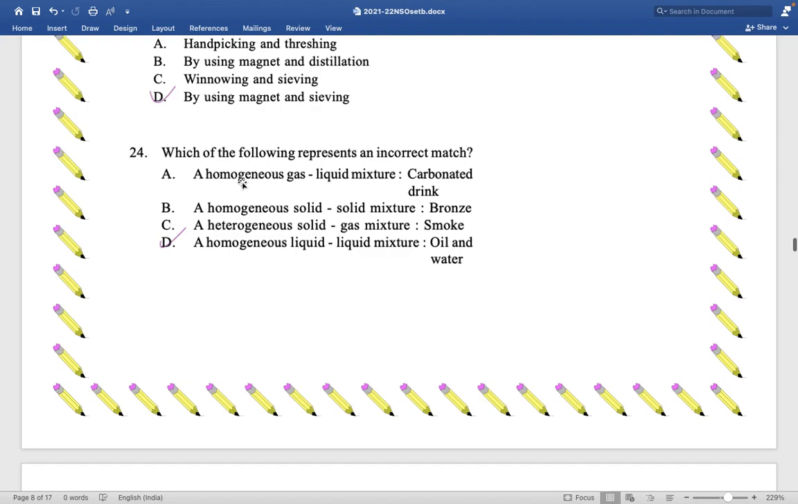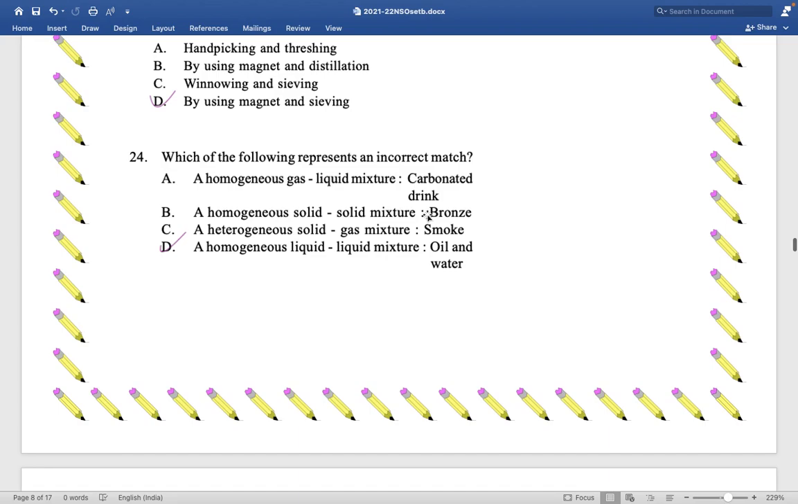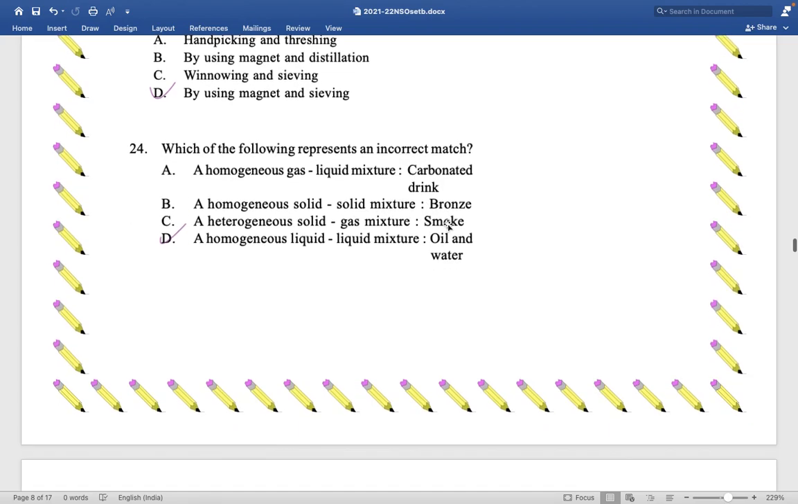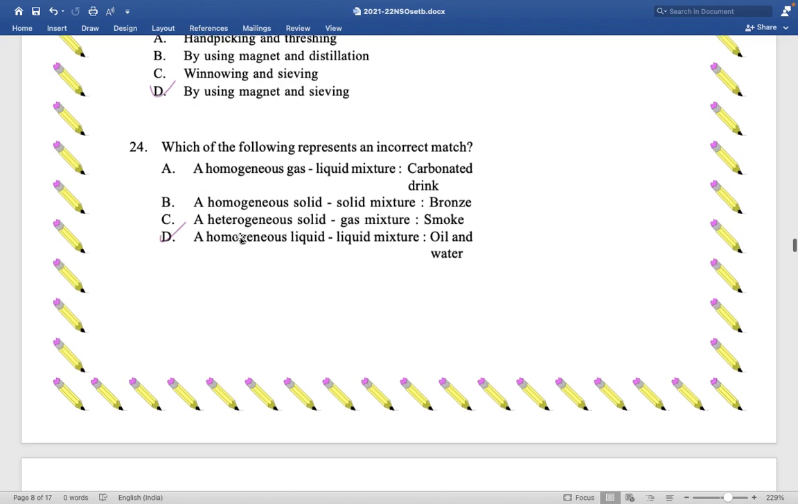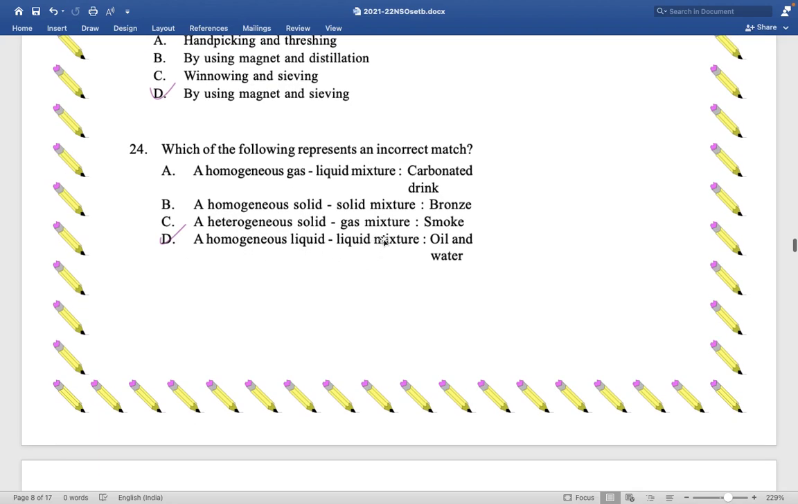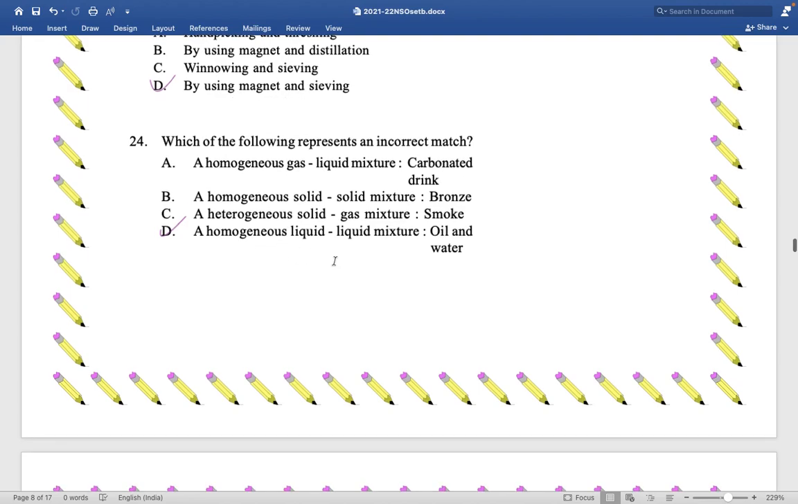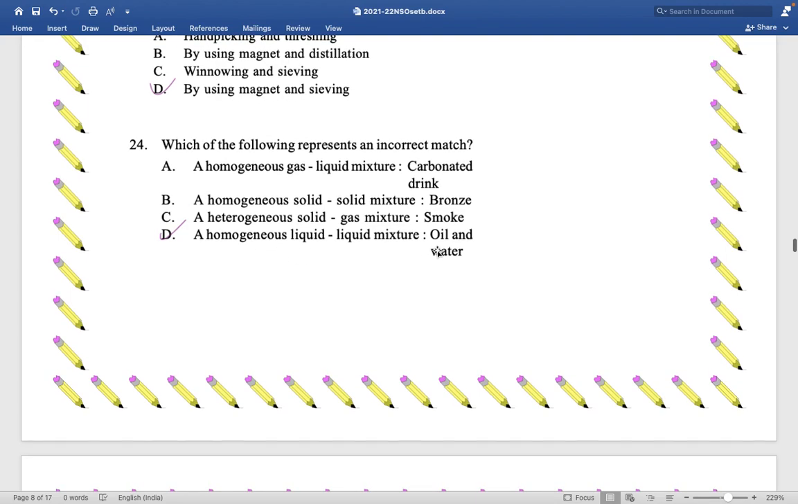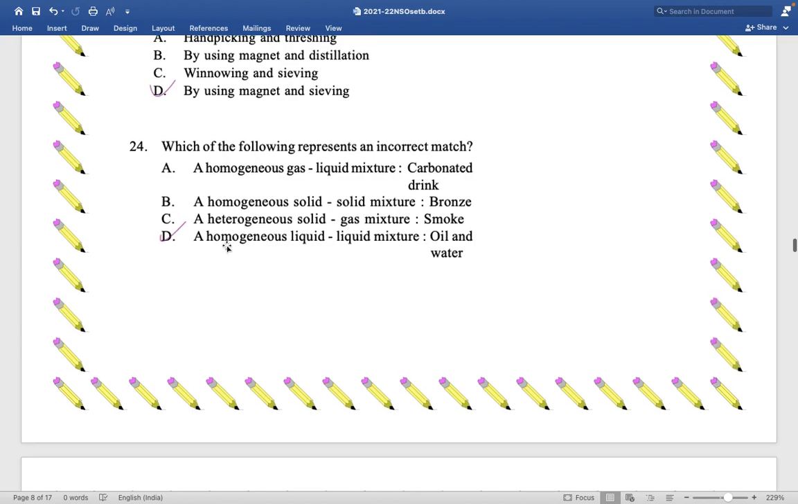A homogeneous gas and liquid mixture gives us a carbonated drink. A homogeneous solid and solid mixture gives us bronze. A heterogeneous solid and gas mixture gives us smoke. A heterogeneous liquid and liquid mixture gives us oil and water, not a homogeneous liquid.